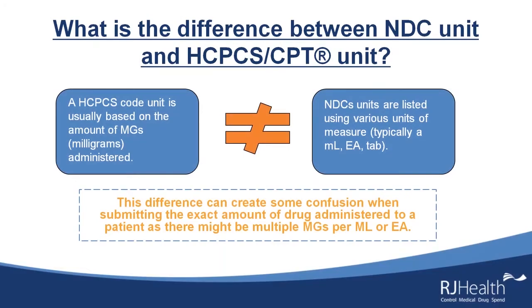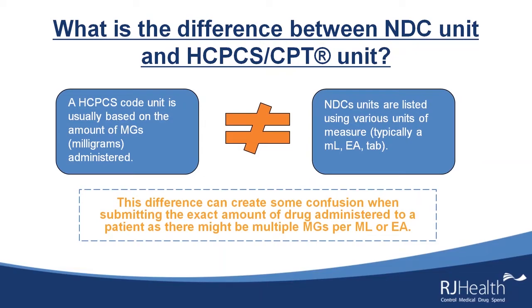So there's a good question. What is the difference between an NDC unit and a HCPCS code unit? As I mentioned, CMS will create a HCPCS code with a generic product name and billable unit strength. Those billable unit strengths are usually done in milligrams, so the amount of milligrams administered.